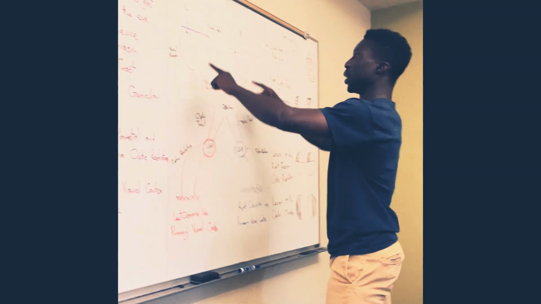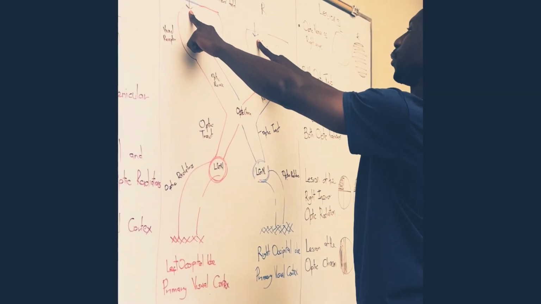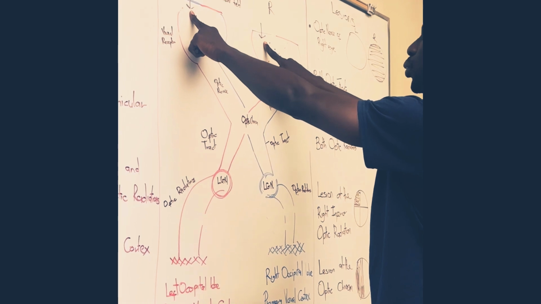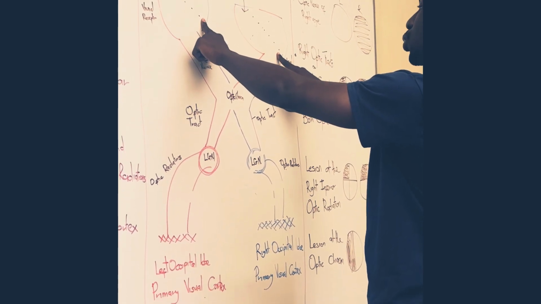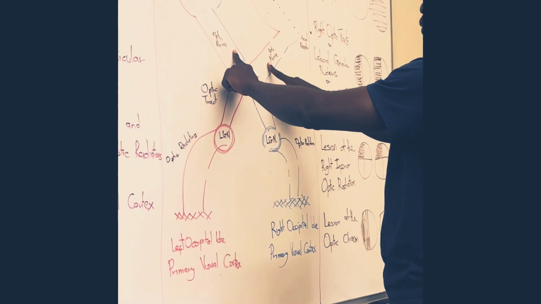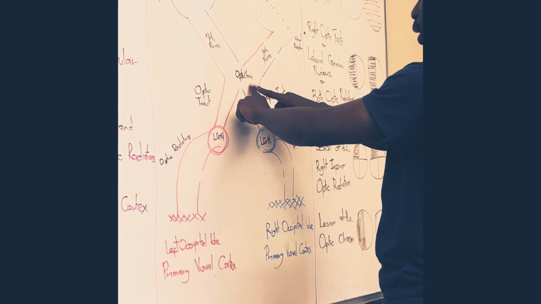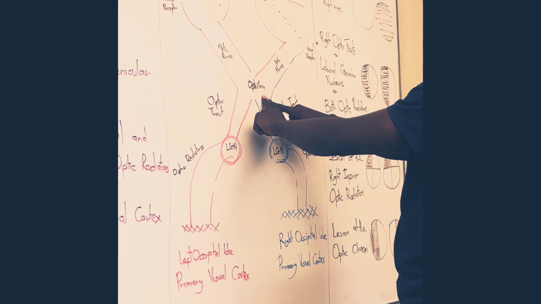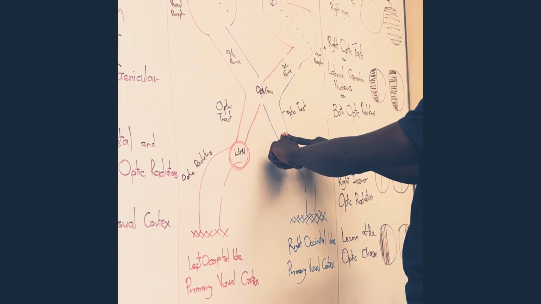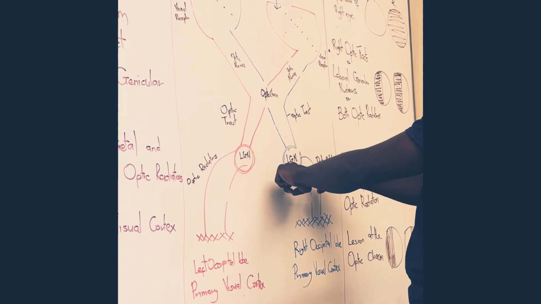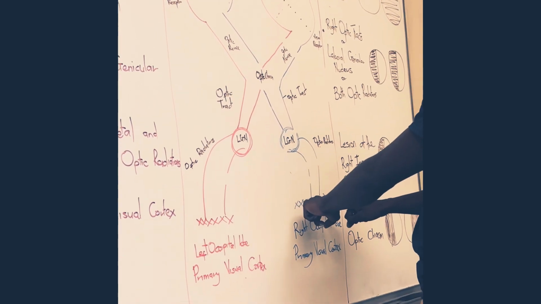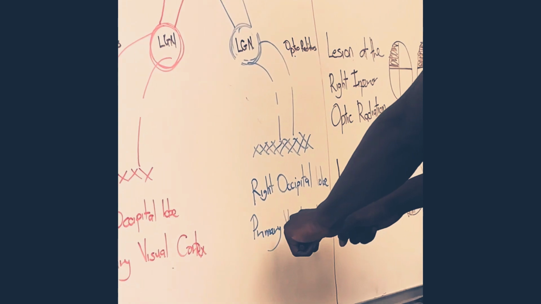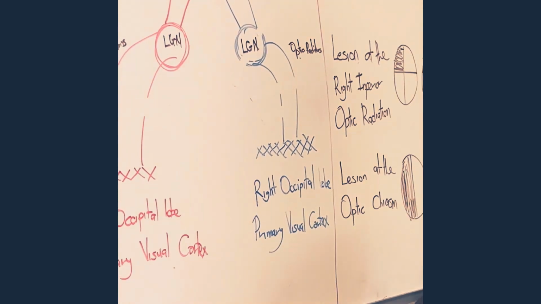Okay, so light that is received in the left visual field of both eyes goes to the right visual receptor through the optic nerve, crosses in the optic chiasm, goes through the optic tract, and then synapses in the left geniculate nucleus, goes through the optic radiations, and then synapses in the right occipital lobe primary visual cortex.